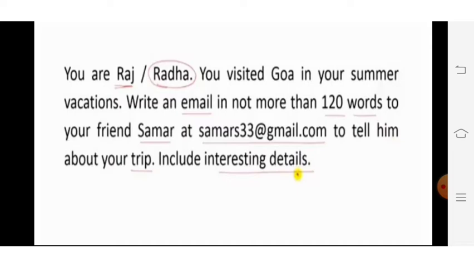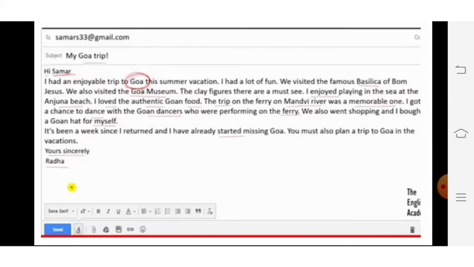You visited Goa in summer vacation. You have to write an email, not more than 120 words, to your friend Samar. They have given you the gmail.com address to tell about the trip, including interesting details. So Samar's Gmail is here, but your mail is not there, so you have to make your own. No problem, you can make it very easy. So what you do, you write down date, then from, then to, and then subject. You're writing it to your friend, the subject is about your Goa trip, my Goa trip, then your salutation.